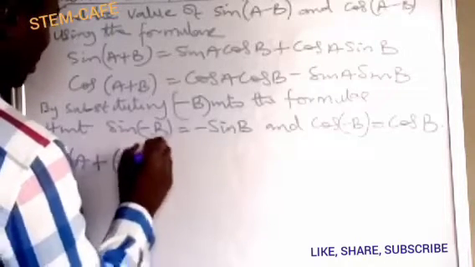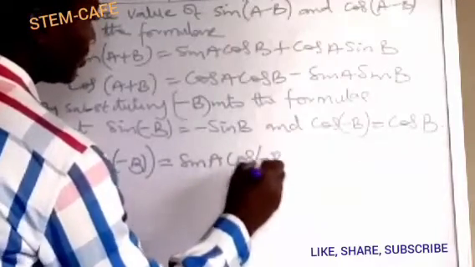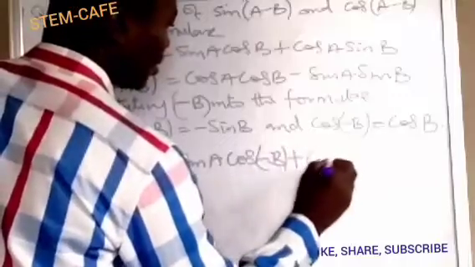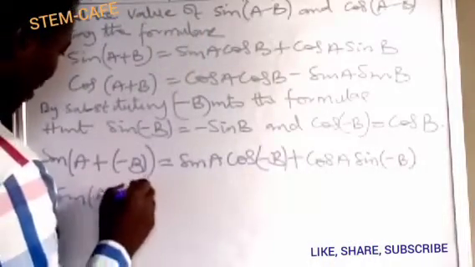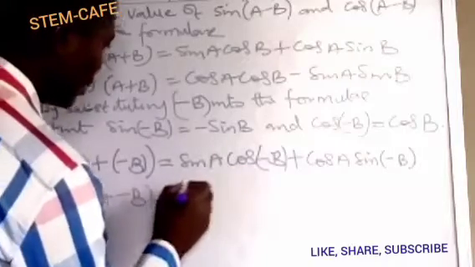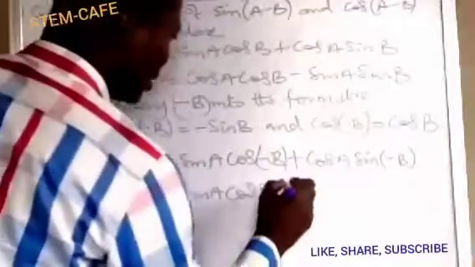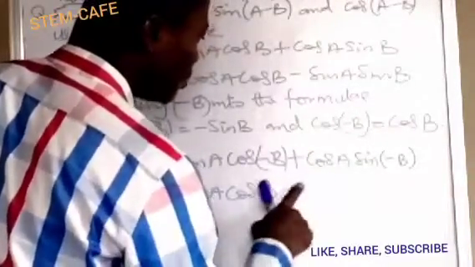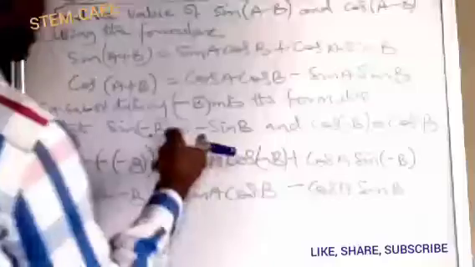It says sin(A plus minus B) will be equal to sin A cos(minus B) plus cos A sin(minus B). So sin(A minus B) will be equal to sin A cos B, since cos(minus B) is cos B, plus minus cos A sin B, since sin(minus B) is minus sin B.